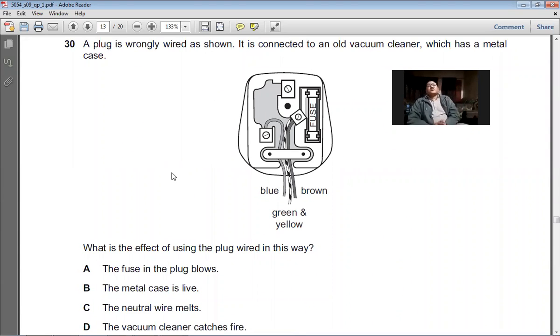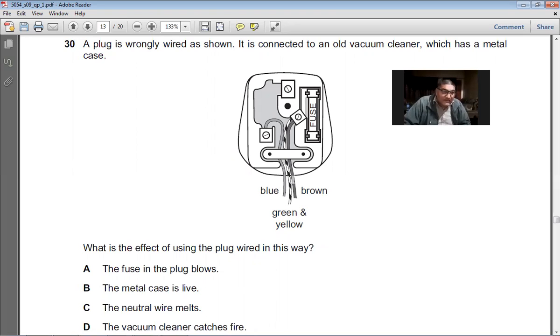A plug is wrongly wired as shown. It is connected to an old vacuum cleaner which has a metal case. What is the effect of using the plug wired in this way? The fuse in the plug glows. The metal case is live. Yes, you can see that you have colored that green and yellow. That means earth wire, and this brown color means the live wire, and the blue color means the neutral wire.